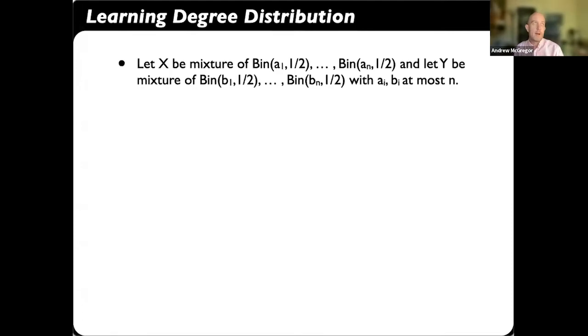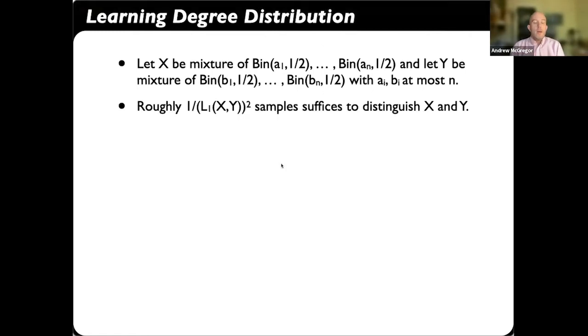I'm going to translate everything into the context of learning mixtures though. So we have one distribution X, which is a uniform mixture of, say, n component binomial distributions with parameters A1 up to AN. In the context of graphs, A1 to AN would be degrees of a graph. And Y is another mixture, this time with parameters B1 up to BN. And I'm just going to talk about the challenge of distinguishing X from Y. If you can solve that problem well, you can pretty much solve the problem of actually learning the parameters, but I won't go into that.